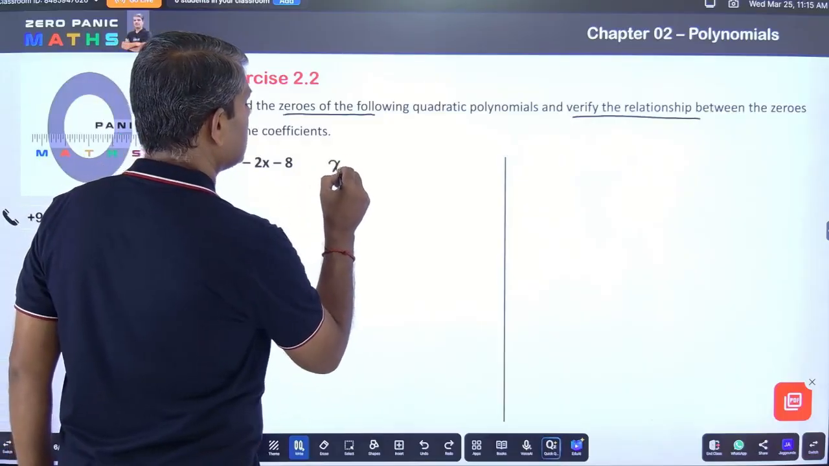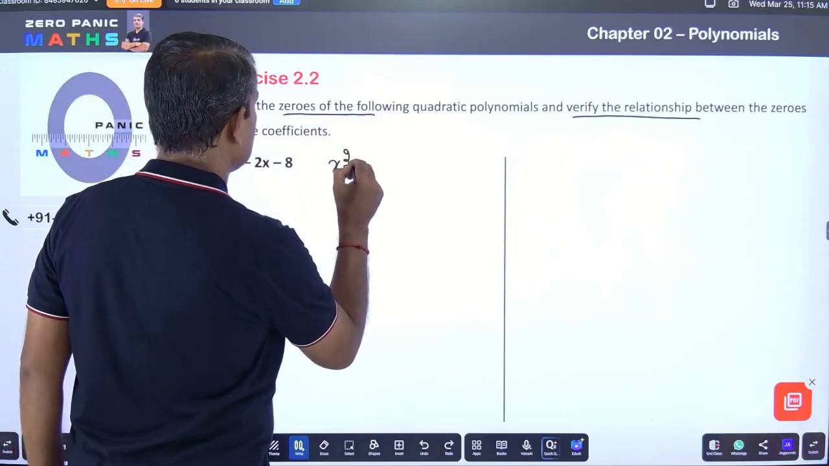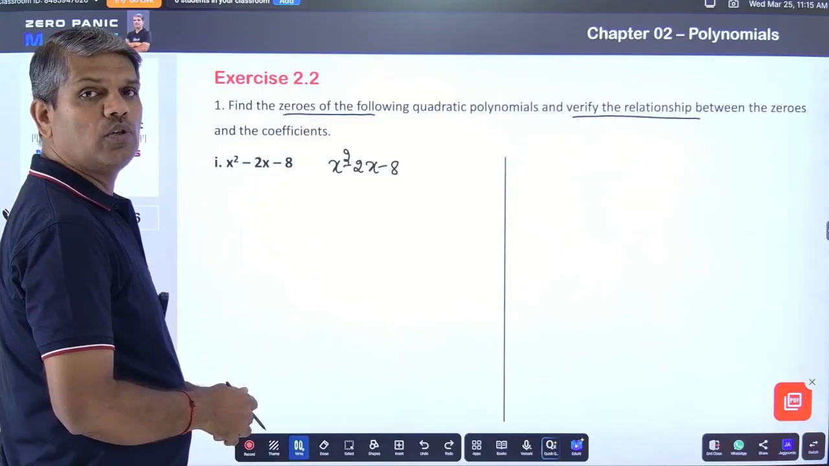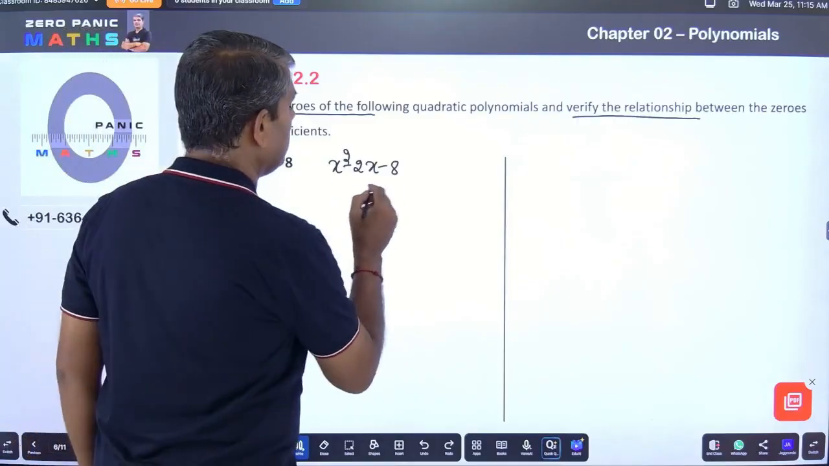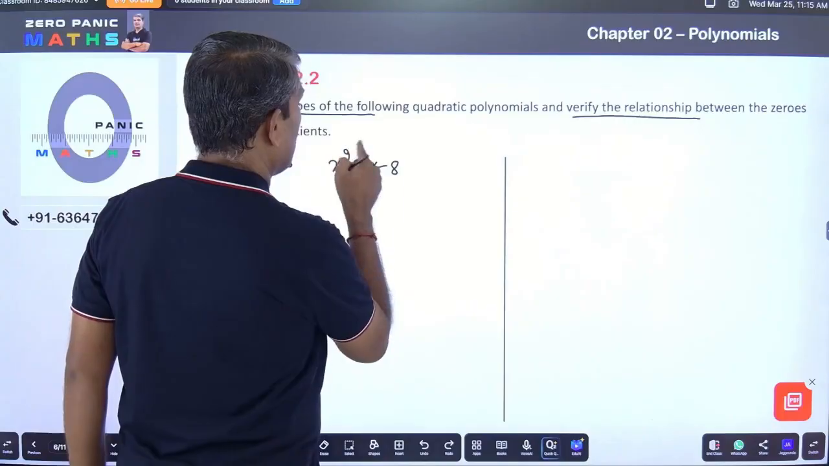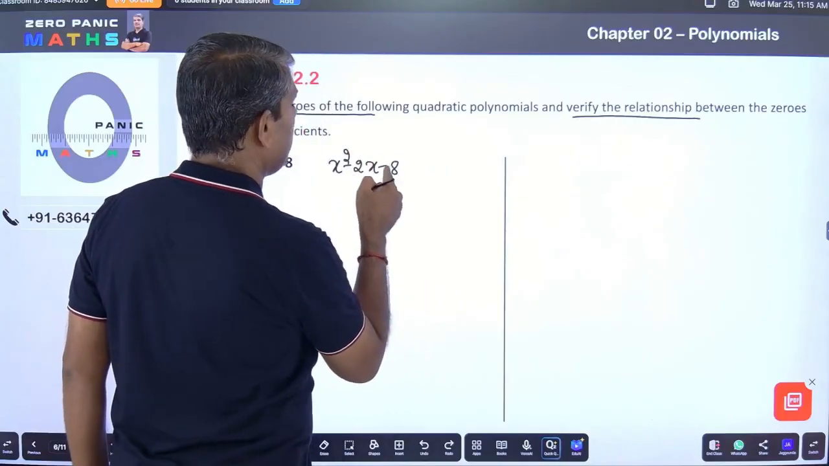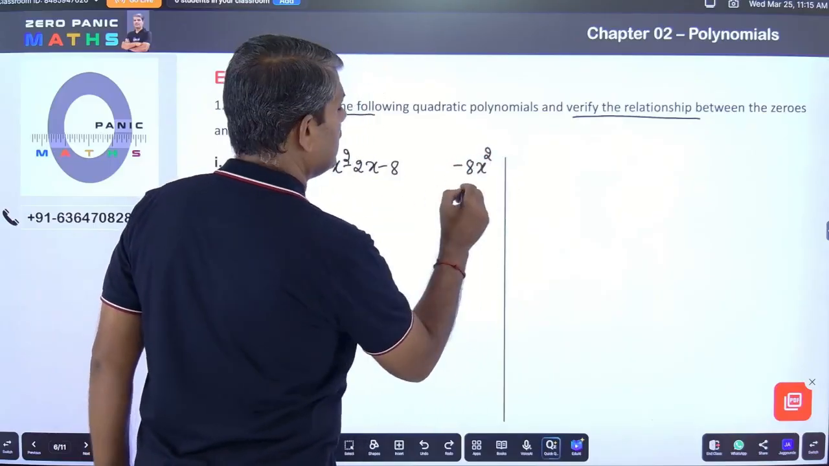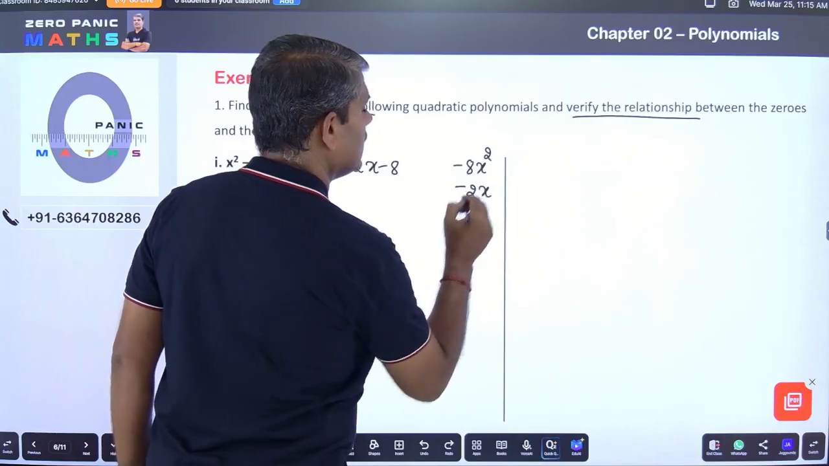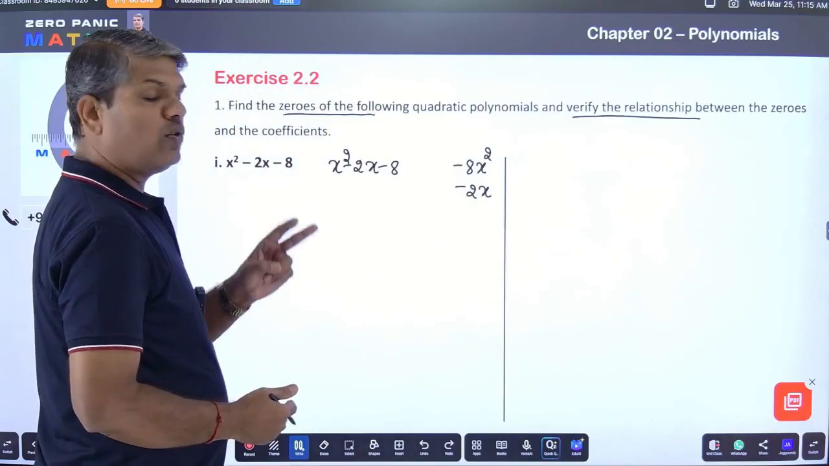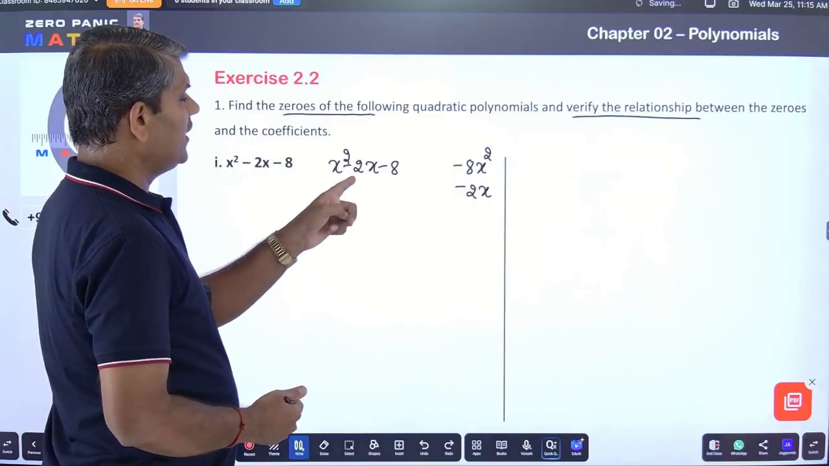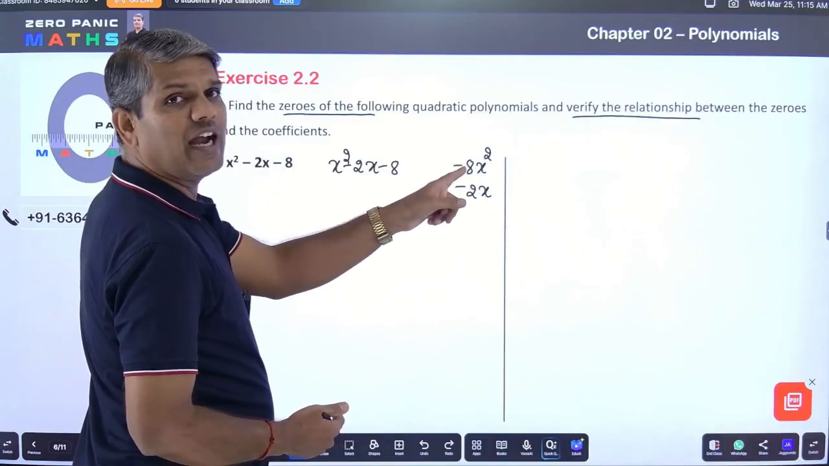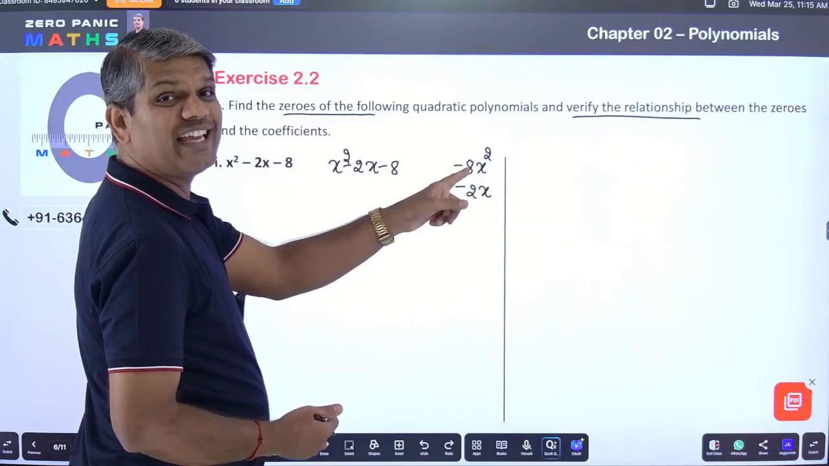Okay, let me write this here. x square minus 2x minus 8. How are we going to split the middle term? It is 1 into x square minus 8, it is minus 8 x square and minus 2x. Okay, so we need to find the two factors for the middle term such that the sum comes up to minus 2x and the product comes up to minus 8x square.